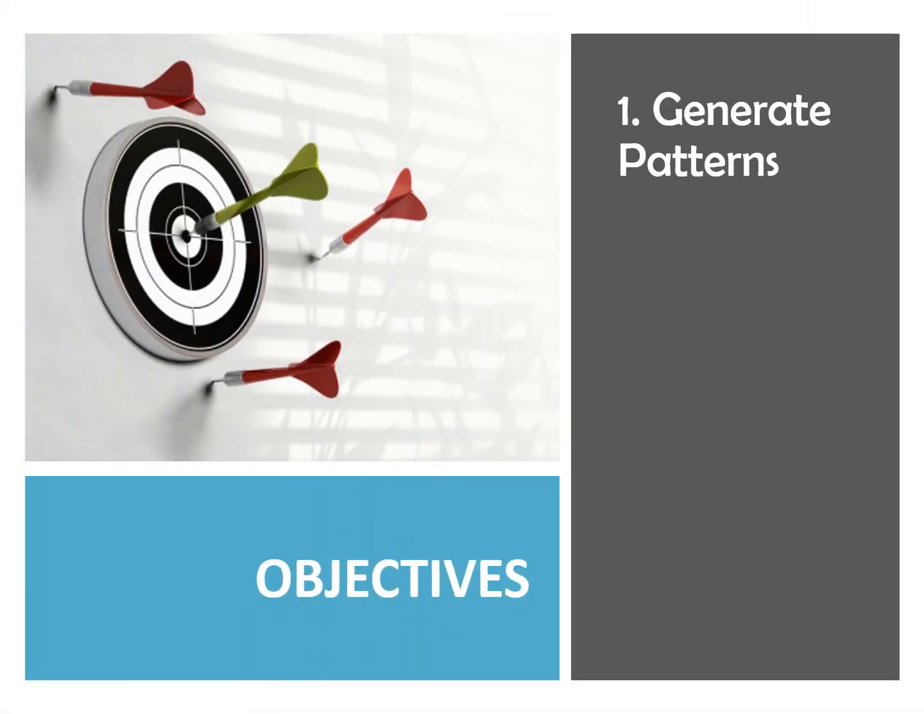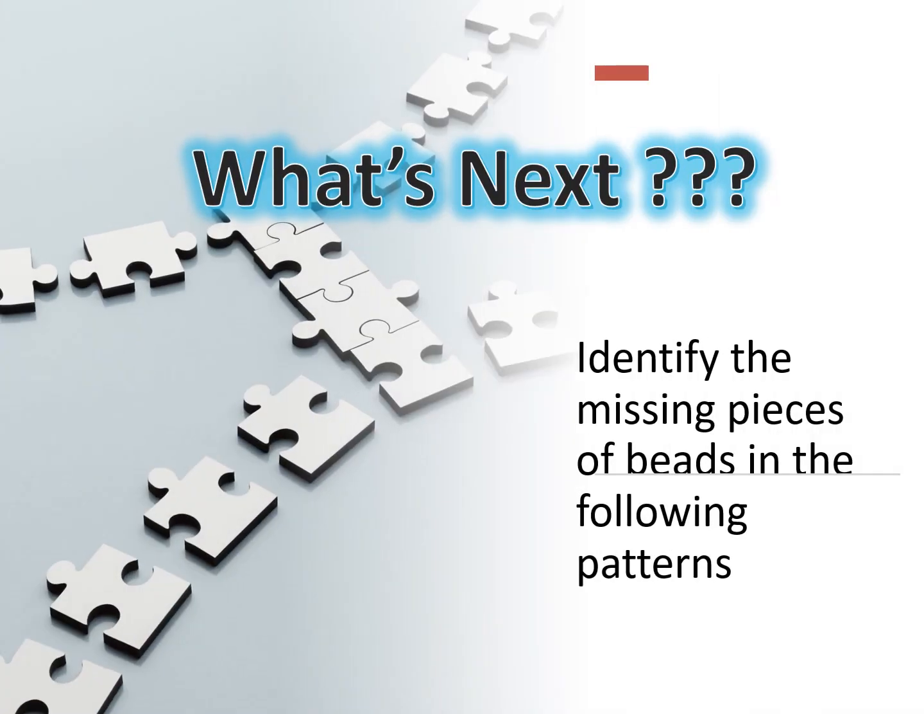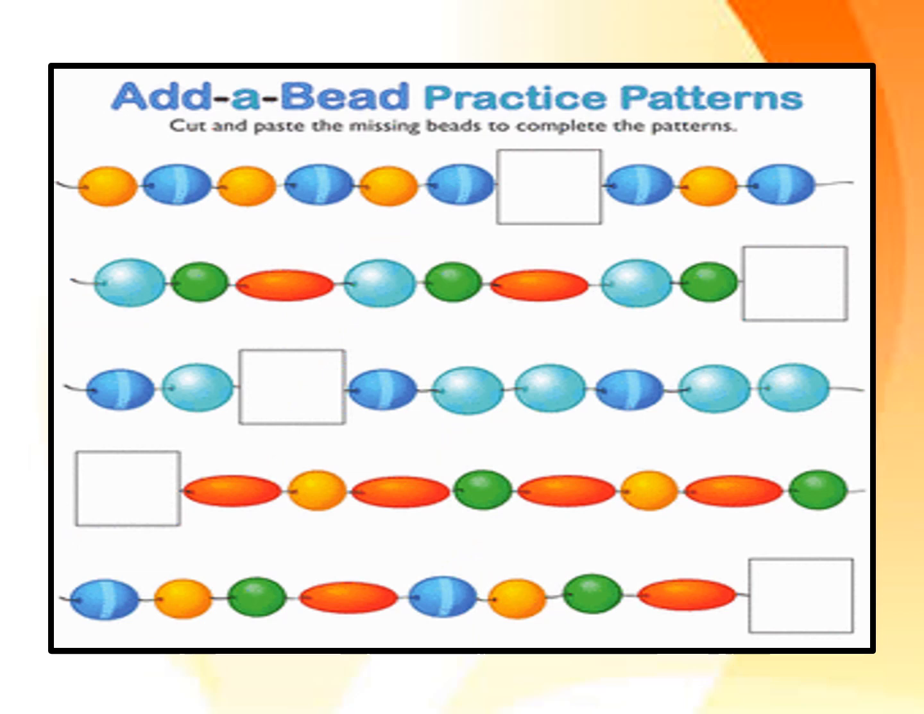In this video, we are going to generate patterns, define a sequence, and identify terms given a recursive formula. To start off, let us identify the missing pieces of beads in the following patterns. What do you think is the missing bead on our first example? Very good. That's an orange circle bead.